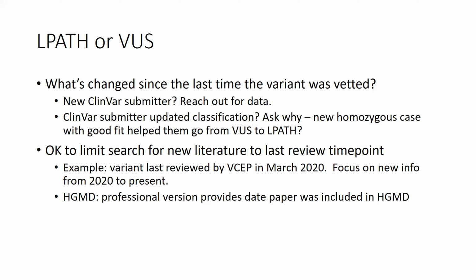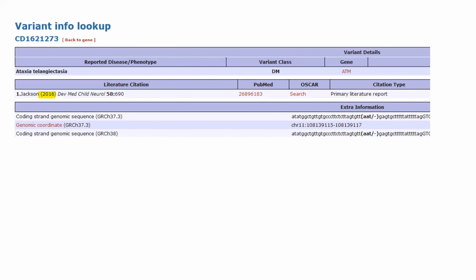In HGMD, the professional version, I don't think this is in the free version, provides the date the paper was included in HGMD. Sometimes that doesn't totally align with the date of the publication. So this is an ATM variant that's published in Jackson 2016. Let's say you're reviewing the variant, and we last reviewed it in 2020. You might think, oh, well, this paper is from 2016, so obviously it was taken into consideration when we thought about the variant previously.